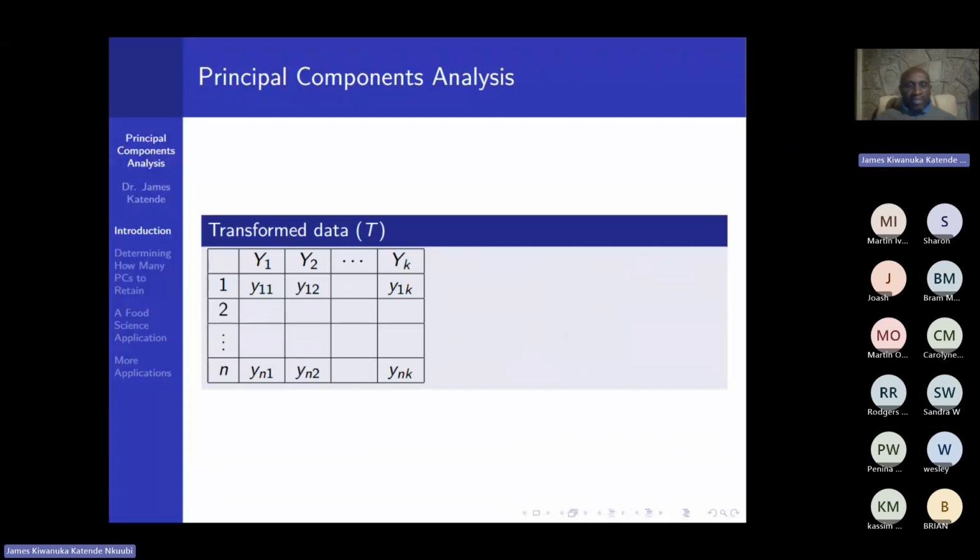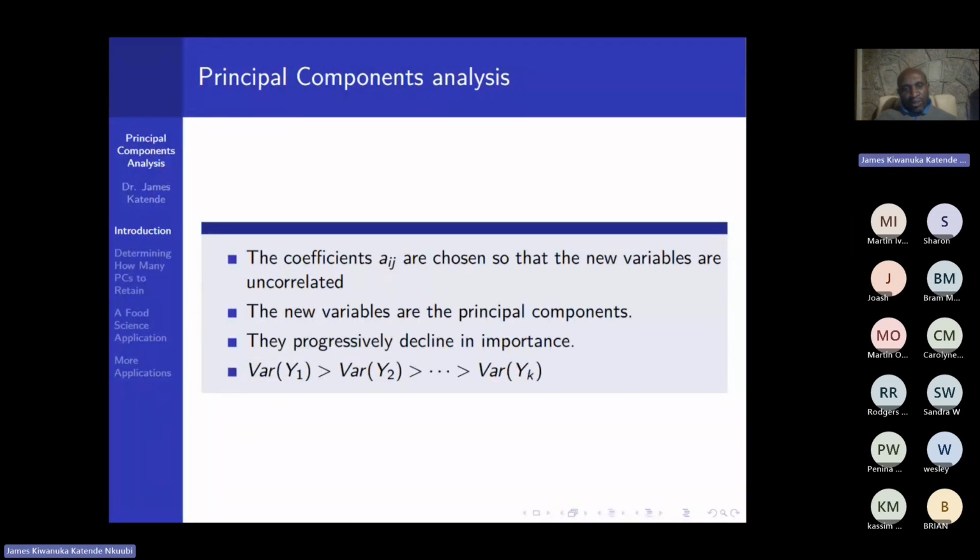After you transform the data, you end up with a new data set, the same size as the original one, but now ordered in decreasing importance. The first variable is the most important, the second is the second most important, and so on, where importance is determined by the variance of the variable. That is illustrated here. You can see the variance of y1 is bigger, and so on, down to the smallest variance, that of yk. That way you can determine which variables are important.